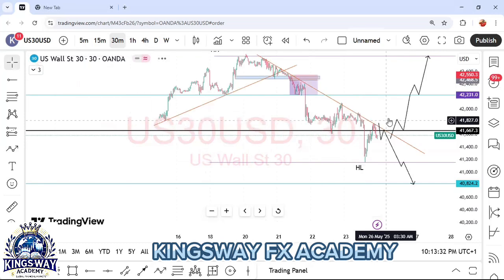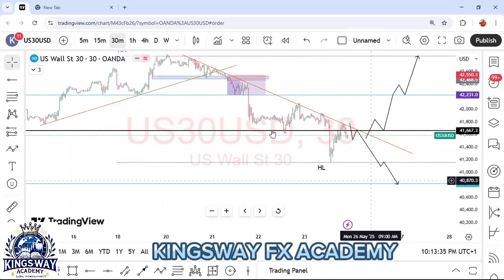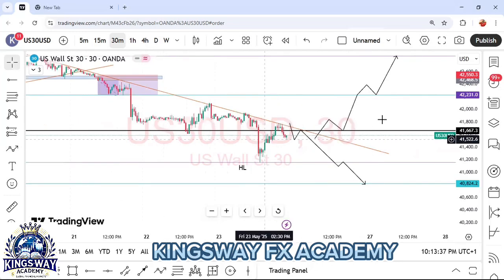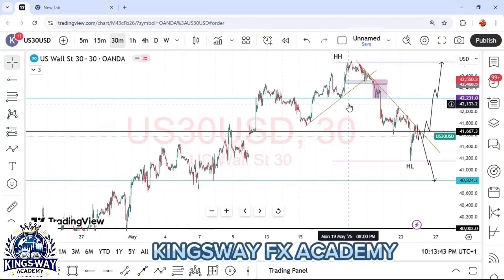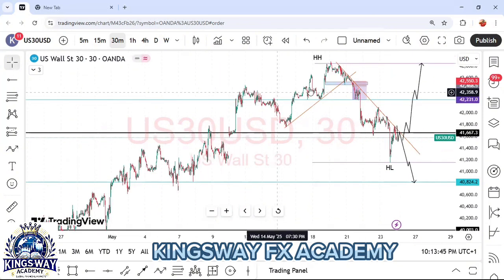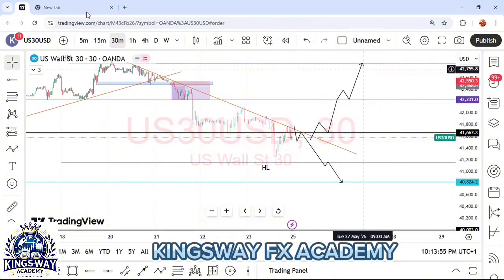But I am more optimistic for a downward movement than an upward movement on US30, because we've currently broken below some bullish structures on US30. So this is my scenario before I will be able to go short on US30, and this is my scenario before I will be able to go long on the US30.